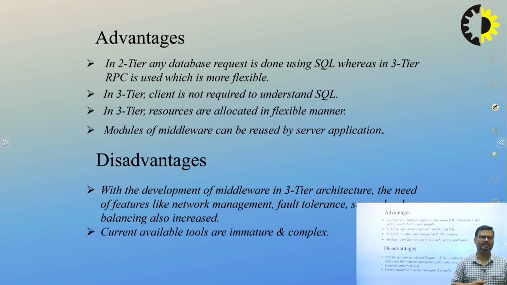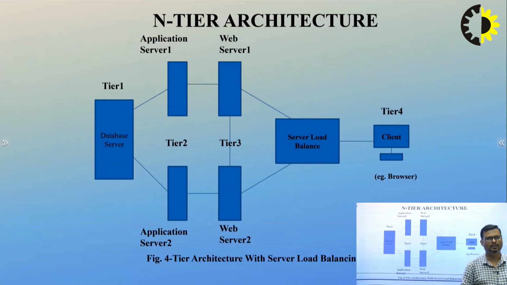And disadvantages: with the development of the middleware in three-tier architecture, the need for features like network management, fault tolerance, and server load balancing also increased, and current availability tools are immature and complex.